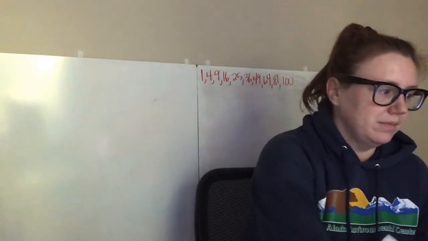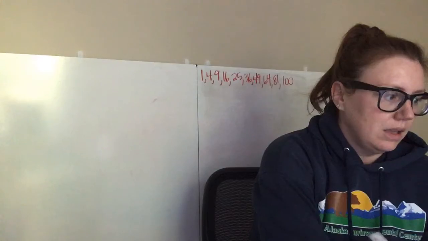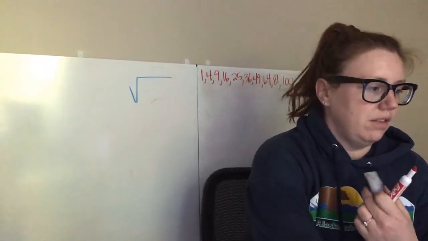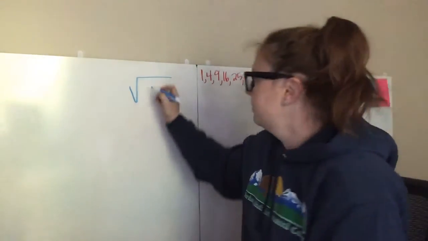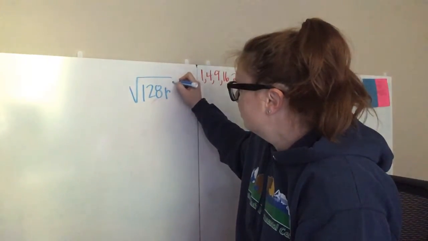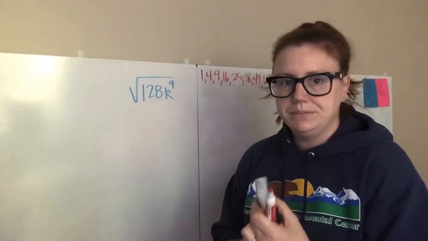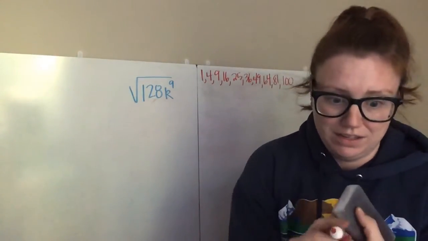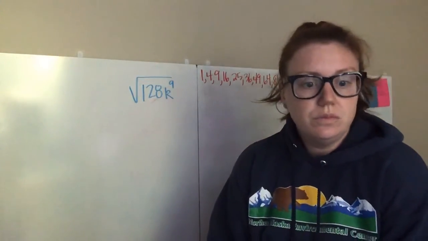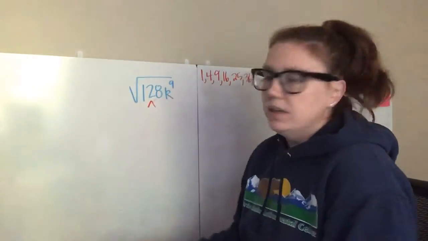Let's do a big one. Let's get a big number. All right, a number that's not on our factor list: 128 r to the, let's do to the 9th just for fun. So when numbers aren't on your list of factors, the easiest way to do this is to do prime factorization. So, grab your calculator. And I'm going to factor 128.